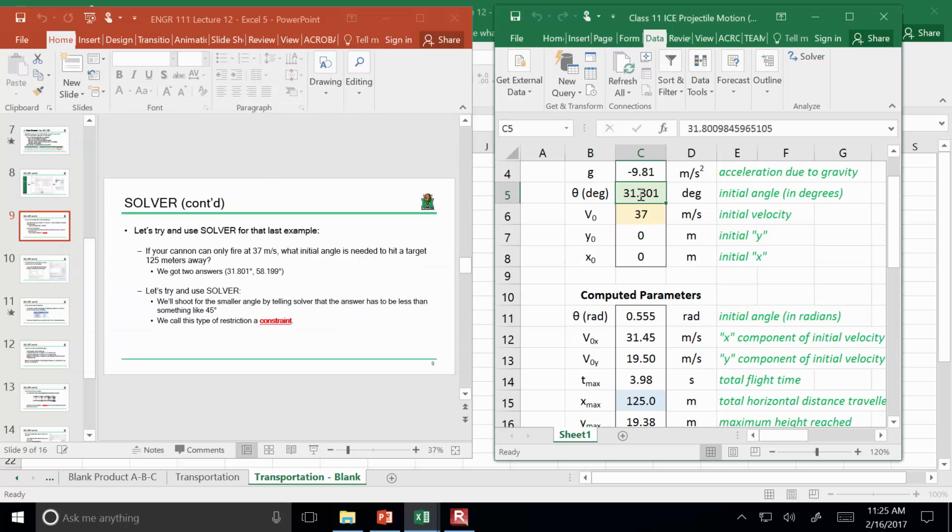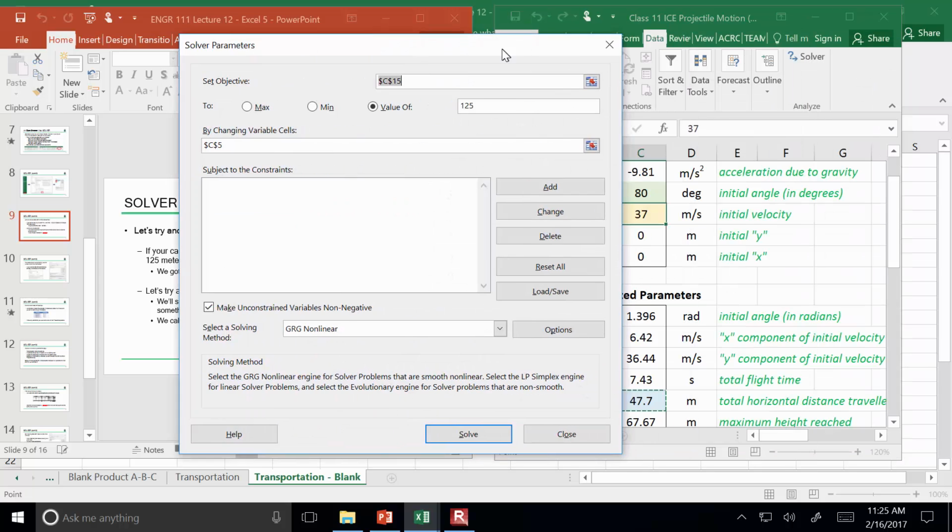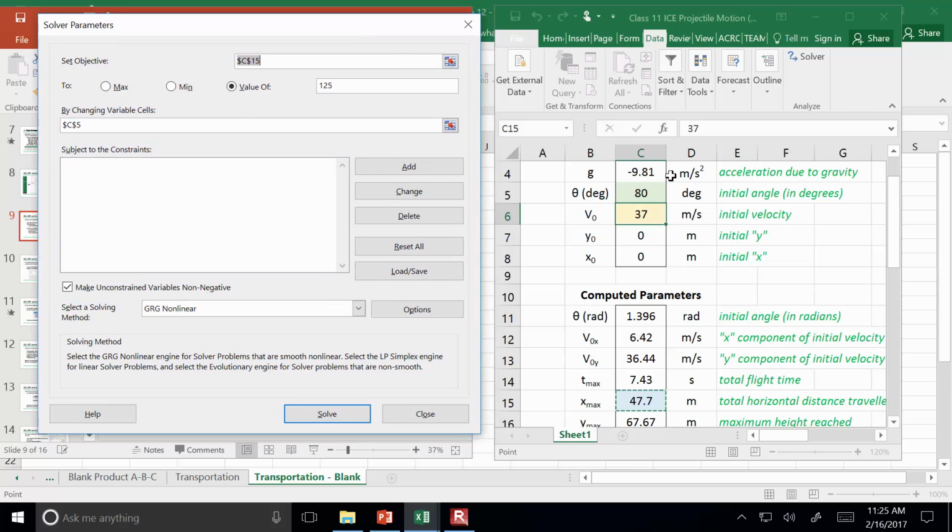And the same thing as before. If my initial guess was 80, and I did solver this time, then let's make sure it's looking in the right cell. So C15 for the range. Our variable it can change is C5. So I'll click Solve.